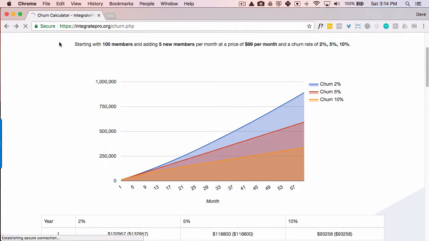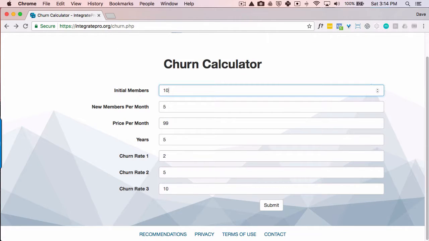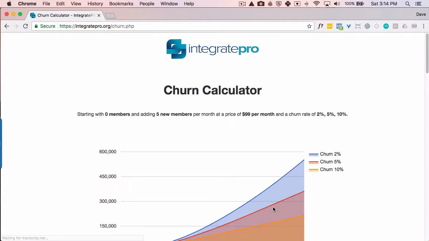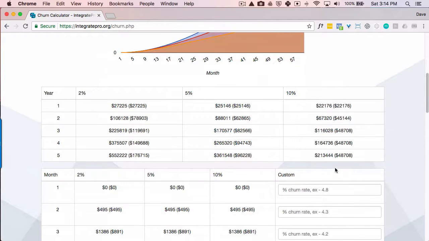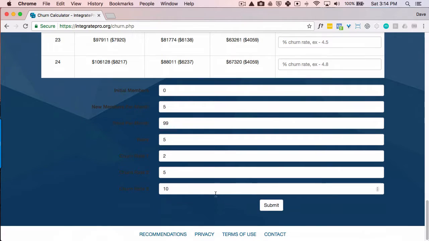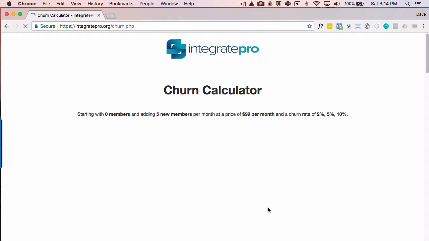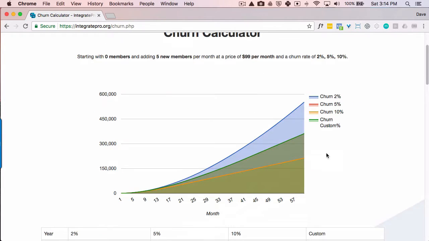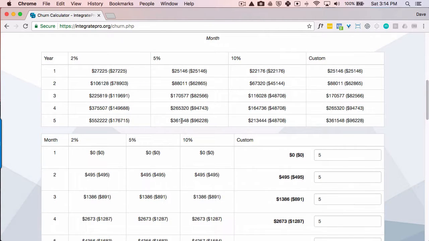Now, I'm going to go back and put in 0 here. Let's start with 0 again and use those same numbers. This time, I'm going to add some custom calculations here. And what I'd like to do is let's replicate the 5%. So I'm just going to put in 5 here. And this will populate the rest of them since they aren't filled in. So it's going to be identical to that second curve. We'll have 2 curves that are identical. We've got this custom one that sits right on top of the 5%er. And if you look, 361 versus 361.